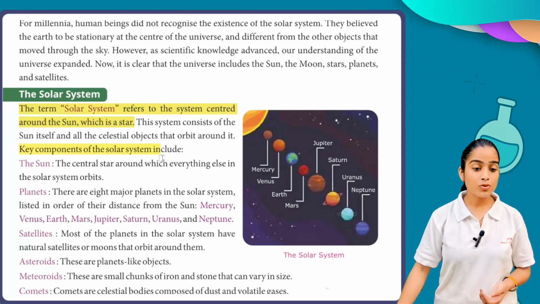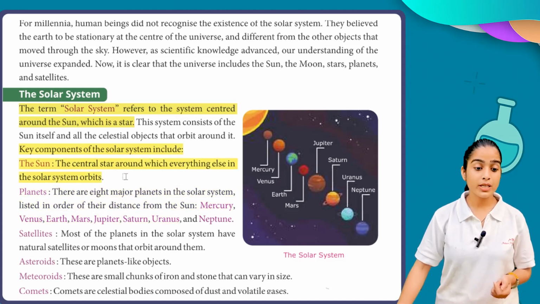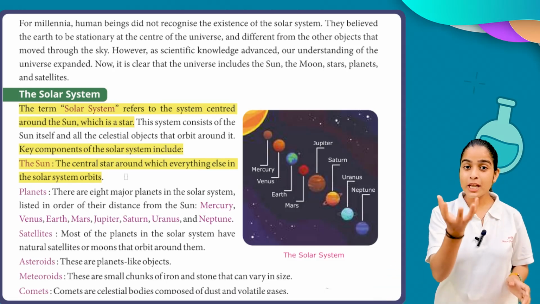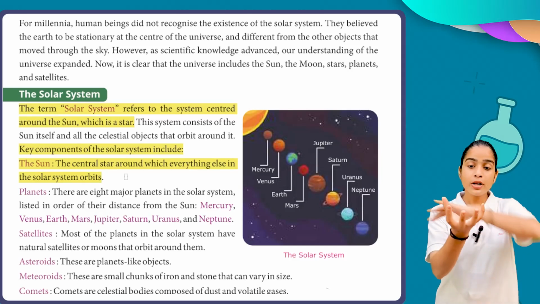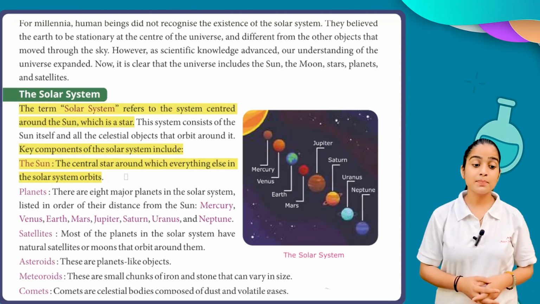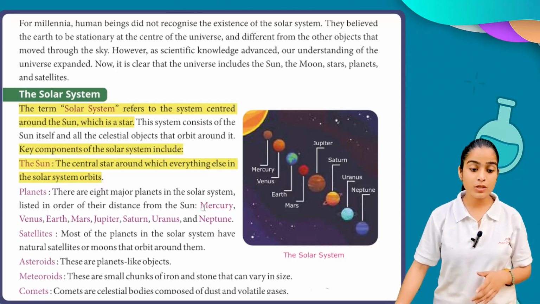Key components of the solar system include, now we are going to learn about the key components we have. First of all, the key component would be the sun, the central star around which everything else in the solar system orbits. This is the attractive point for the other planets basically. So the sun is the main king of the solar system. On its orbit, all other planets are rotating. Next, planets. There are 8 major planets in the solar system listed in order of the distance from the sun. The closest planet we have is Mercury, then Venus, then Earth, then Mars, Jupiter, Saturn, Uranus, and Neptune.